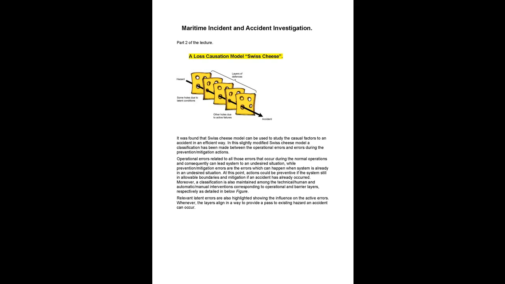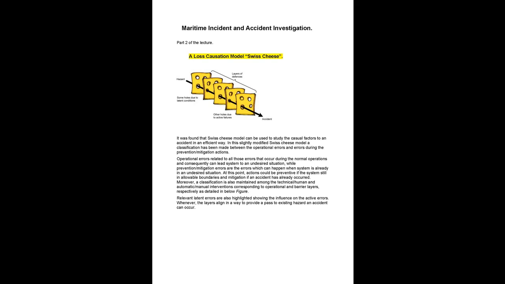It was found that the Swiss cheese model can be used to study the causal factors of an accident in an efficient way. In this slightly modified Swiss cheese model, a classification has been made between the operational errors and errors during the prevention/mitigation actions. Operational errors relate to all those errors that occur during normal operations and consequently can lead the system to an undesired situation, while prevention/mitigation errors are the errors which can happen when the system is already in an undesired situation. At this point, actions could be preventive if the system is still within allowable boundaries, and mitigation if an accident has already occurred.